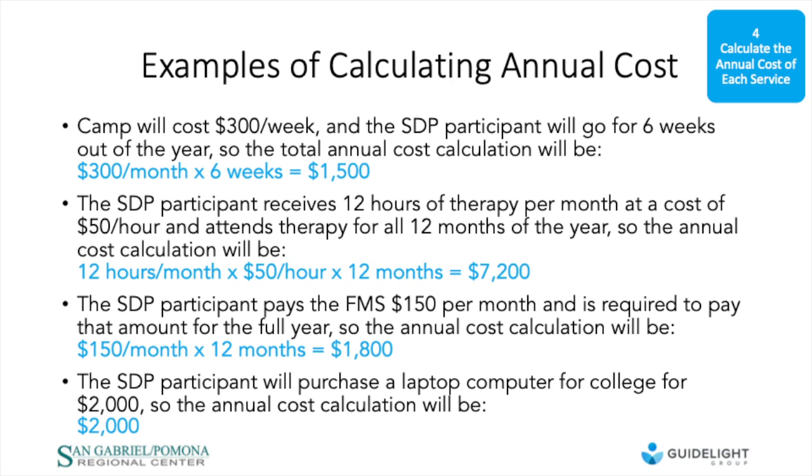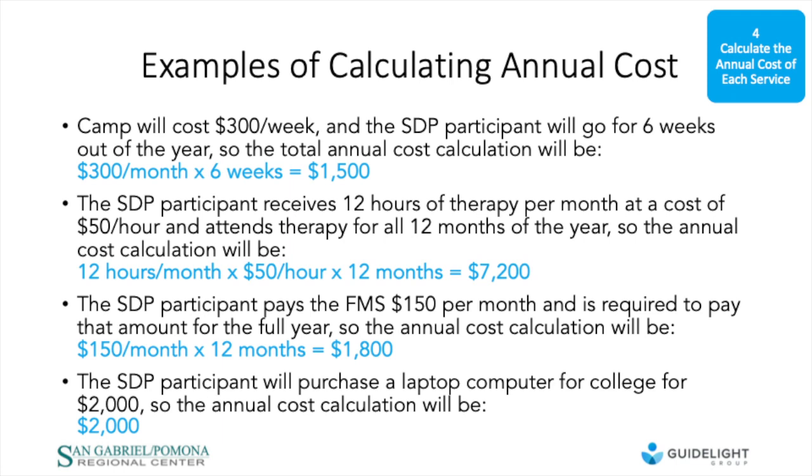Let's do another one. The SDP participant receives 12 hours of therapy per month at a cost of $50 per hour and attends therapy for all 12 months of the year. The annual cost calculation will be 12 hours per month times $50 per hour times 12 months equals $7,200.